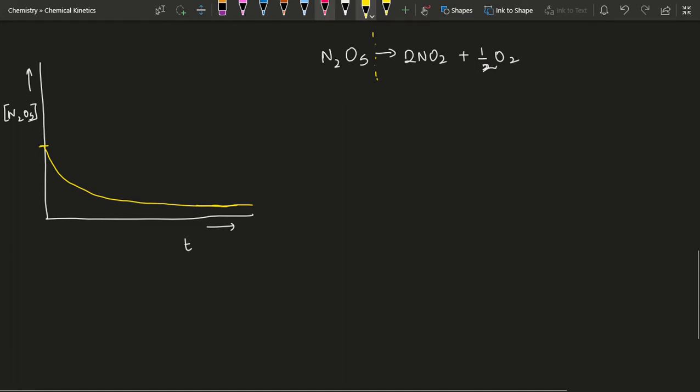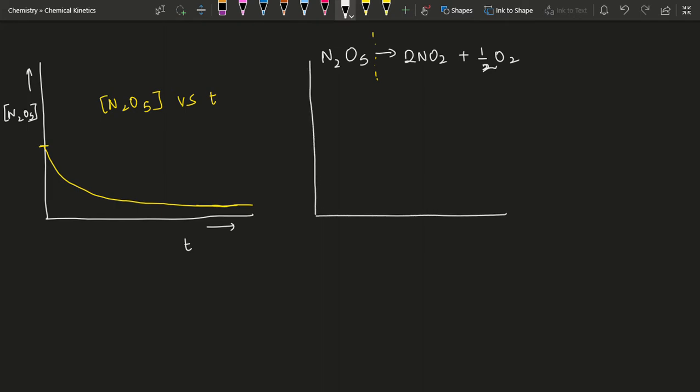Now, this is a graph, by the way, of N2O5's concentration versus time. Now, if you had a graph wherein you plotted the concentration of N2O5 versus the rate of this reaction, let's just look at this graph here. So initially the concentration of N2O5 is at a maximum. Let's just assume that's C naught, C standing for concentration. And so at C naught, the reaction rate is something like this.